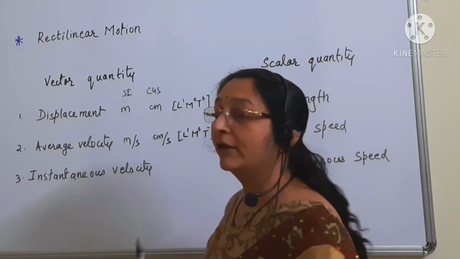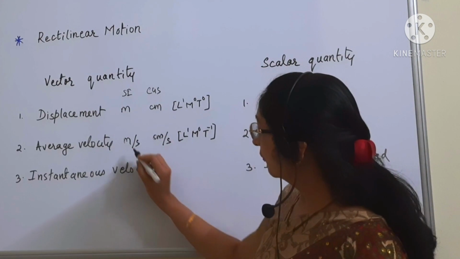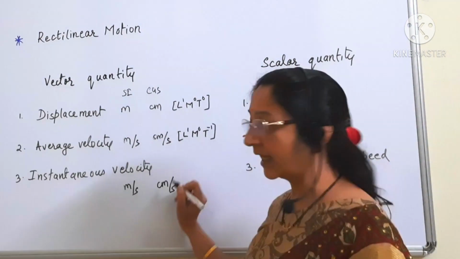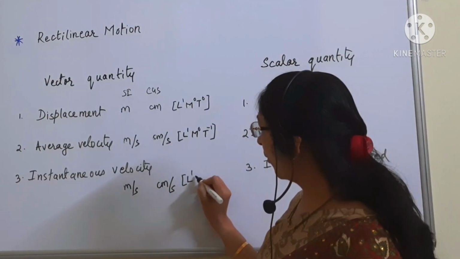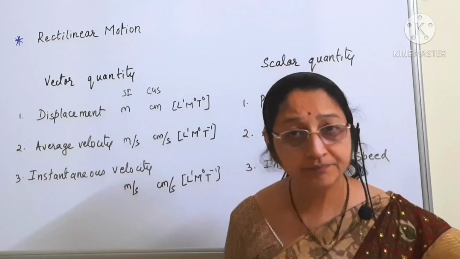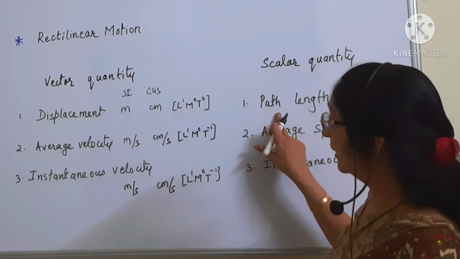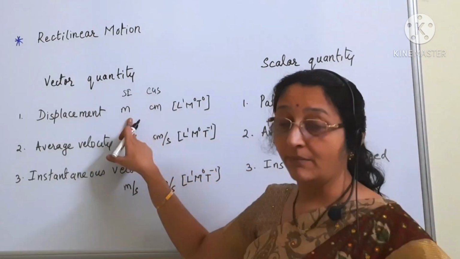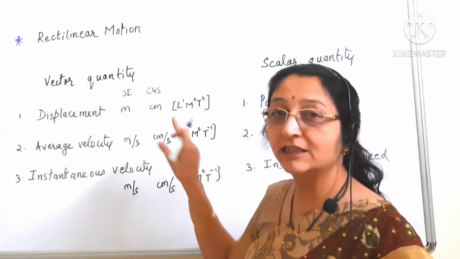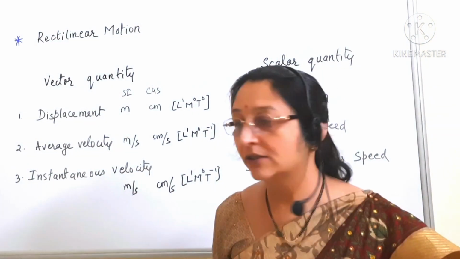Similarly, for instantaneous velocity, the SI unit is meters per second, the CGS unit is centimeters per second, and the dimension is L to the power 1, M to the power 0 and T to the power minus 1. For path length, the SI unit is the same as that of the displacement, that is meters, the CGS unit is centimeters, and the dimension is the same as that of the displacement.